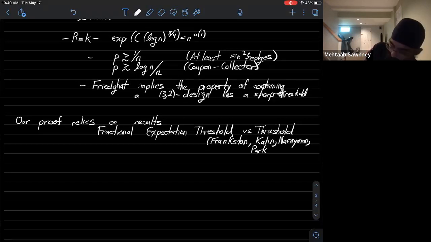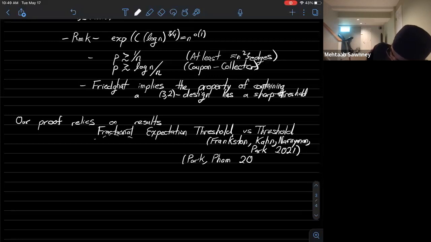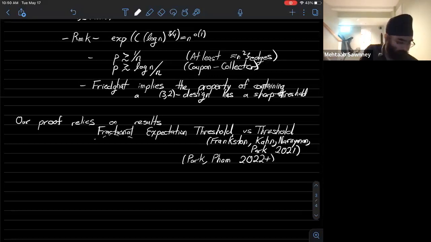As has probably not escaped many people's attention, there was a recent breakthrough which allows us to remove this word fractional and establish the full expectation threshold versus threshold conjecture. This was in recent work of Park and Pham from earlier this year. This conjecture also goes under another name, the Kahn-Kalai conjecture, probably better known as that.